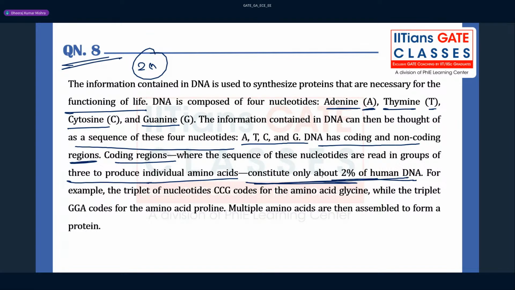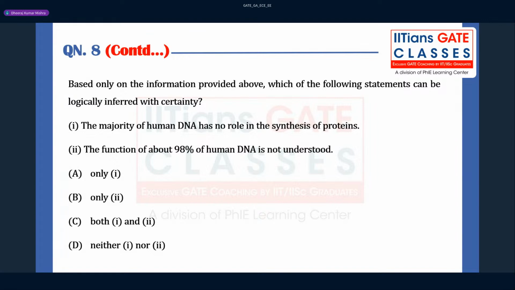This is very important. You see, this percentage is very important. The sequence of these nucleotides is read in groups of 3 to produce individual amino acids, and it constitutes only 2% of the human DNA, not 100%, right? For example, the triplet nucleotides CCG code, while the triplet GGA codes for others. Multiple amino acids are then assembled to form a protein, right? So let us jump to the options now. Based only on the information provided above, which of the following statements can be logically inferred with certainty? These are the 2 statements that can be correct.